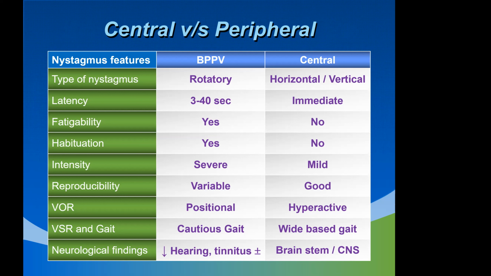Intensity is very severe in BPPV and very mild in central vertigo. Reproducibility is variable in central and very good in BPPV. Vestibulo-ocular reflexes: positional vertigo is variable in central, while in BPPV it is positional and hyperactive. Vestibulospinal reflex and gait: cautious gait, the patient walks with caution, whereas in central there is an ataxic, wide-based gait. Neurological findings: decreased hearing and tinnitus may or may not be there in peripheral; brainstem disease and CNS signs may be there in central. This table differentiates central from peripheral vertigo.